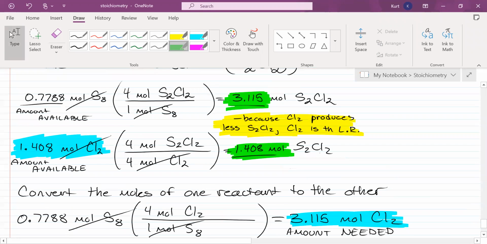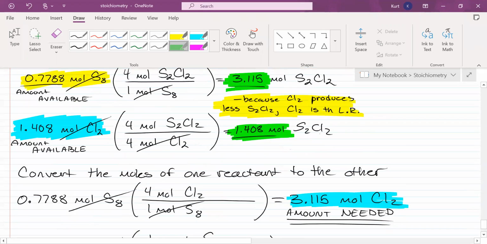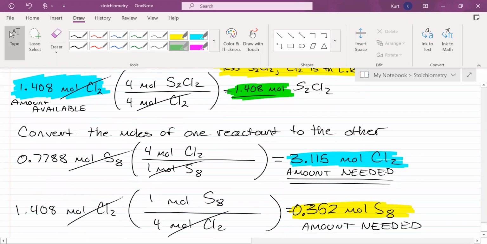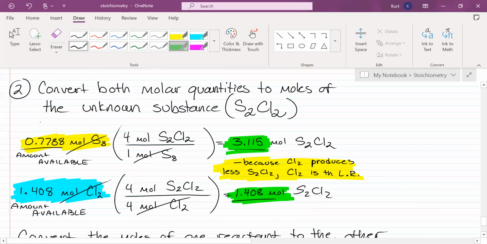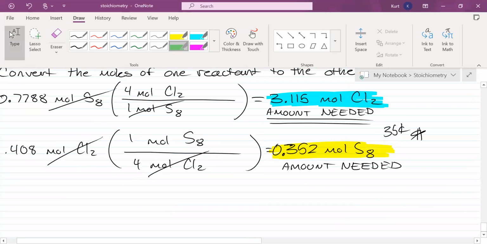How much do we have? 0.778. Do we have enough? Yes. Why? Because you have 0.7. So imagine this is like 35 cents. You need 35 cents. You have about 78 cents. You have enough. So S8 is your excess reactant. Chlorine, or Cl2, is your limiting reactant.